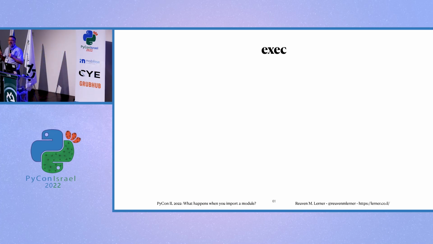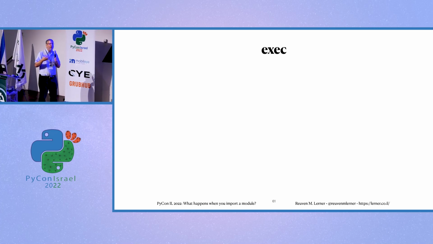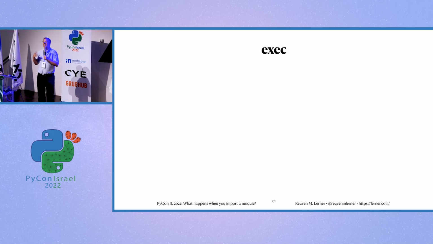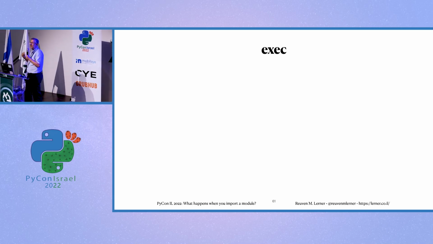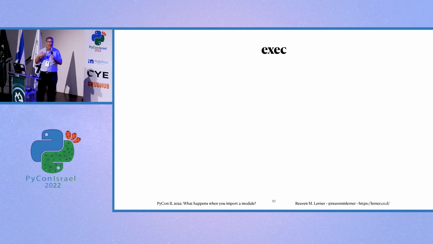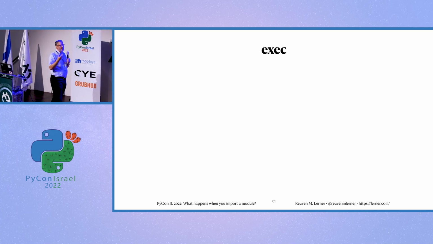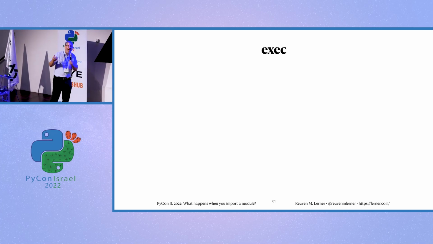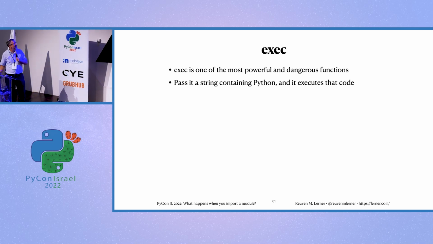Eval expects to get a string that contains a Python expression, and it returns the value of that expression. So you can't do any statements. You can't assign, you can't have if, you can't do all that stuff. But you can say like 2 plus 3 and it'll return 5. So this is useful for evaluating expressions. But exec is not meant for expressions. Exec is meant for pieces of code.